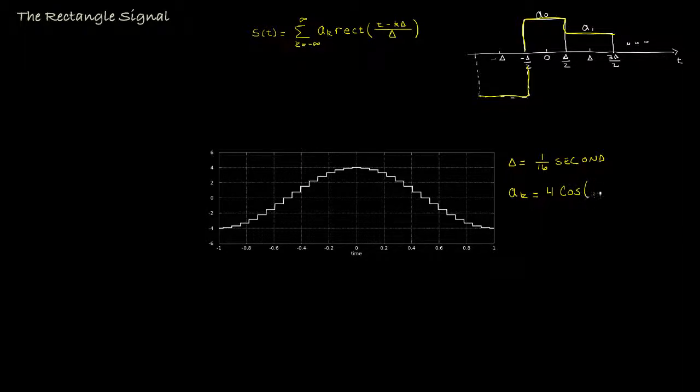times the cosine of 2 pi times k delta over 2. And that's actually very similar to the coefficients we had for the previous picture, but our delta was a little bit larger. And you can start to see that this looks like a cosine, but it still exhibits some of this staircase effect.